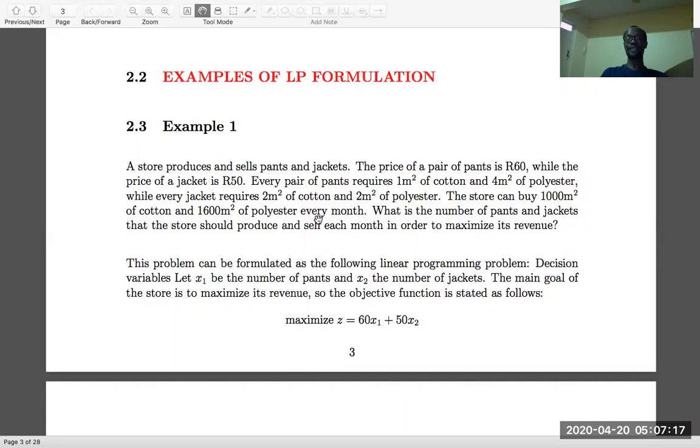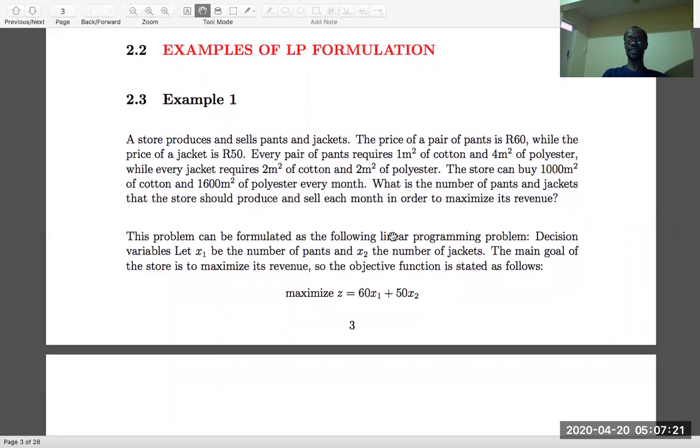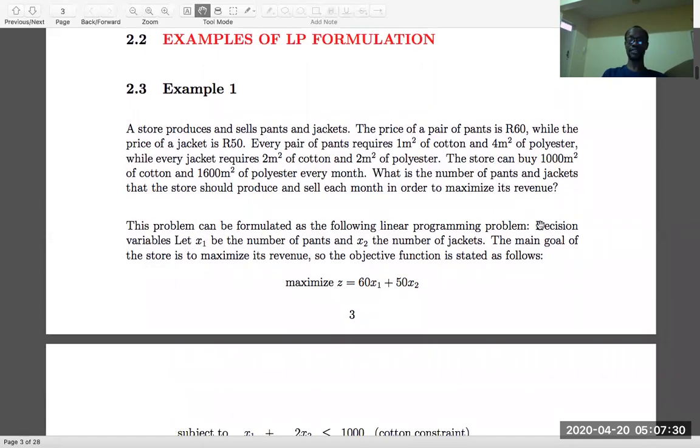What is the number of pants and jackets that the store should produce and sell each month in order to maximize its revenue? This problem can be formulated as the following linear programming problem. First, you decide what your decision variables are. Let x1 be the number of pants and x2 be the number of jackets. The main goal of the store is to maximize its revenue, so the objective function is stated as follows.